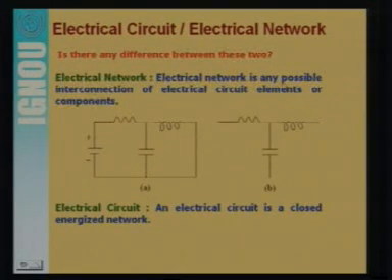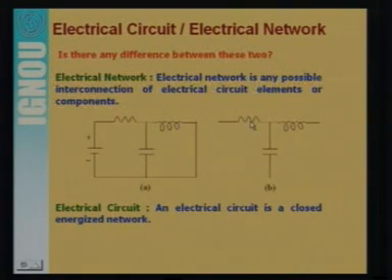Electrical network is any possible interconnection of electrical circuit elements or components. So what are these electrical elements and components? Yes, this R, L, C, resistance, inductance and capacitance, or resistor, inductor, capacitor. These are the circuit elements. These are connected with the source. This is the voltage source here. So any possible interconnection like resistance, inductance and capacitance, they may be interconnected in any manner with the source. Then we can say this is forming a network.